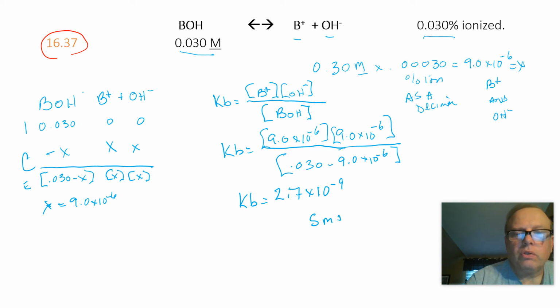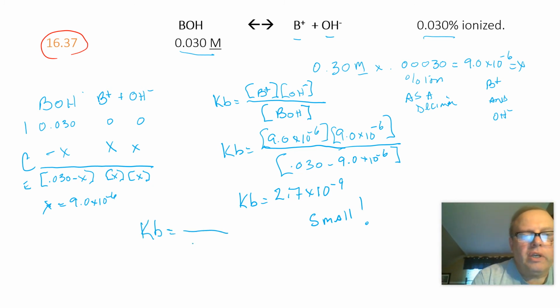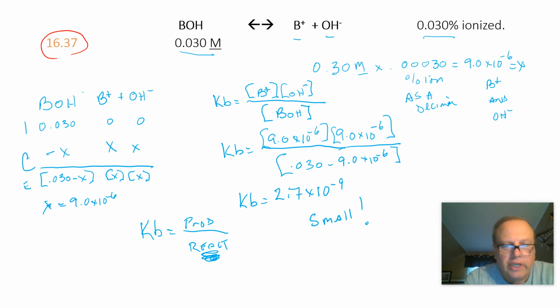Small. Like really small. We get these small values for these things because these are weak particles. They're not producing a lot. Anything that ionizes 0.03% is not going to have a gigantic value. Most of it is sitting on the bottom. And remember what Kb actually is. On the bottom is the reactant, and on the top is the product. And most of this is reactant. It's only reacting 0.03%, so most of it has to be on the bottom. So it's going to create that great big negative exponent like that. So that's how it works out.